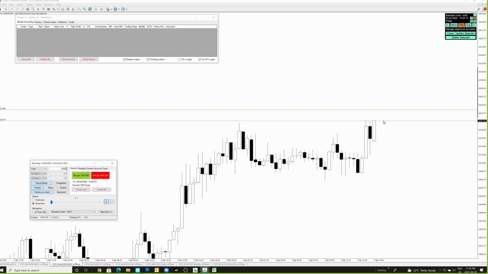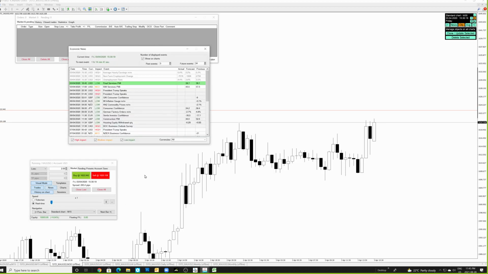Oh, wow, look at that spread. It would have activated right there, and yeah, I mean, let's take a look at the news event. So news was pretty bad. So this should push gold up.